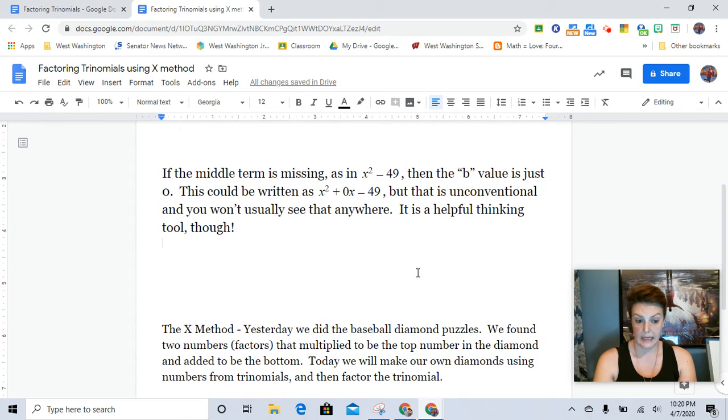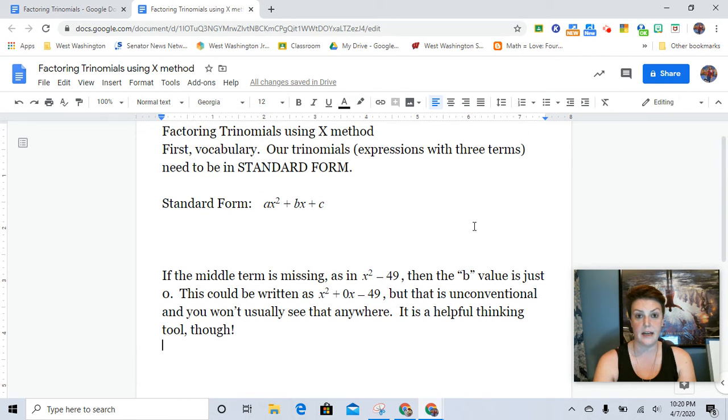If the middle term is missing, such as if we have x squared minus 49, then that b value up here is just going to be 0. So we could technically write this as x squared plus 0x minus 49, but that's really unconventional, and nobody does that. The SAT doesn't do that. The iLearn doesn't do that. Nobody writes it that way because we don't use zeros like that. This is, however, very helpful whenever we're starting to think about how to factor. So here we go.